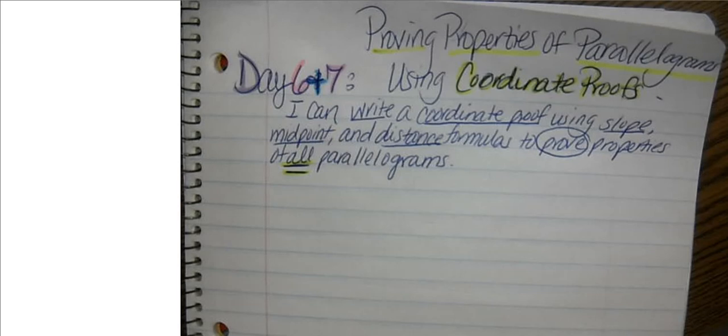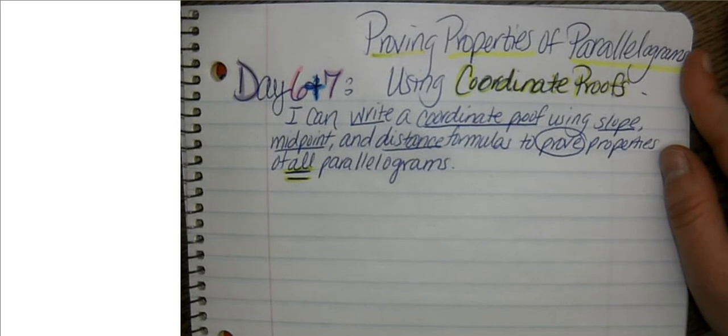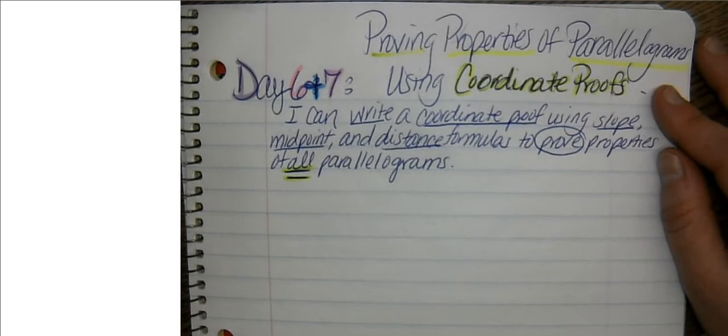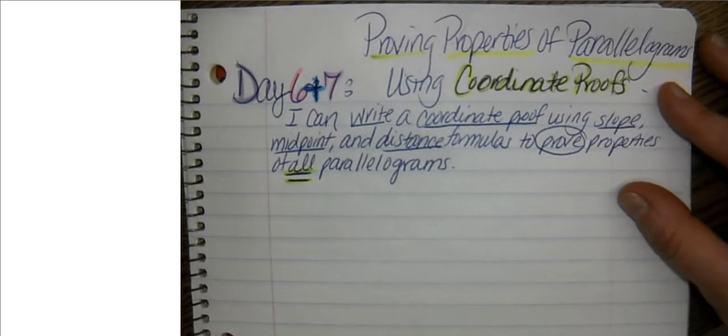For today's lesson, we are going to learn how to prove properties of parallelograms using coordinate proofs. Coordinate proofs are different types of proofs than the two-column proofs that we did earlier in the school year. Some of you might like it a little bit better. Some of you might miss those two-column proofs. But I think that you guys are going to do very well in this lesson.